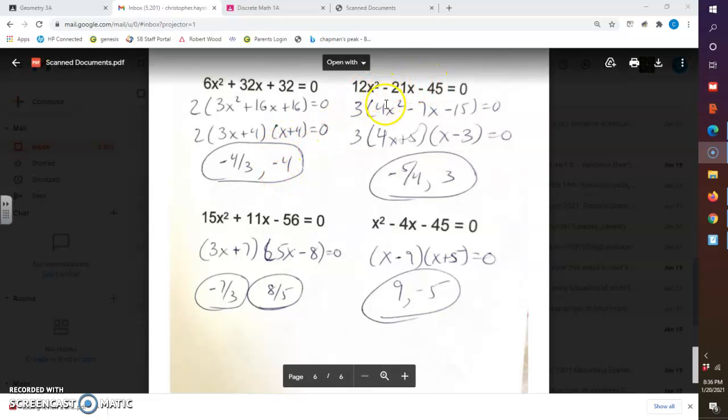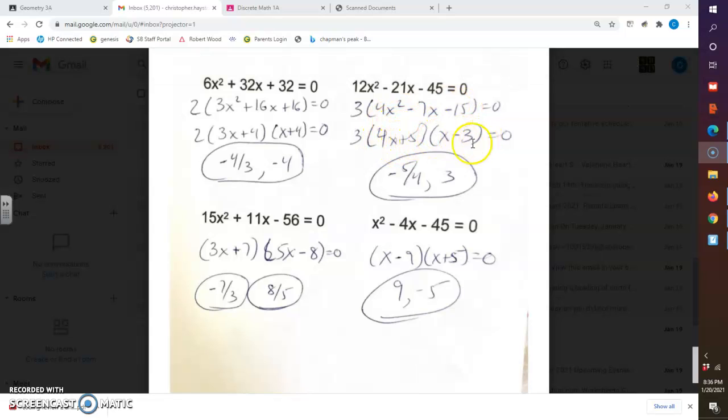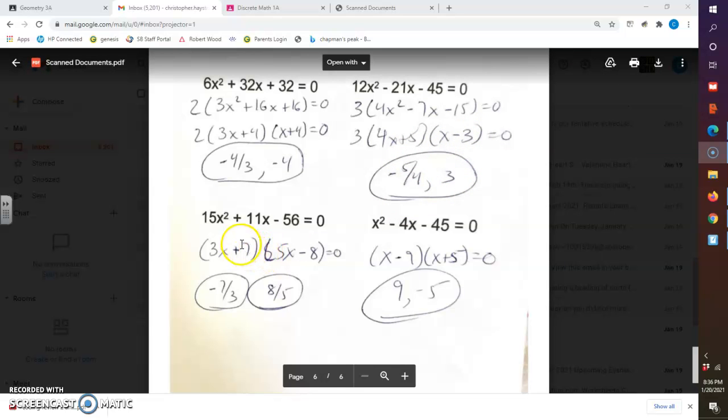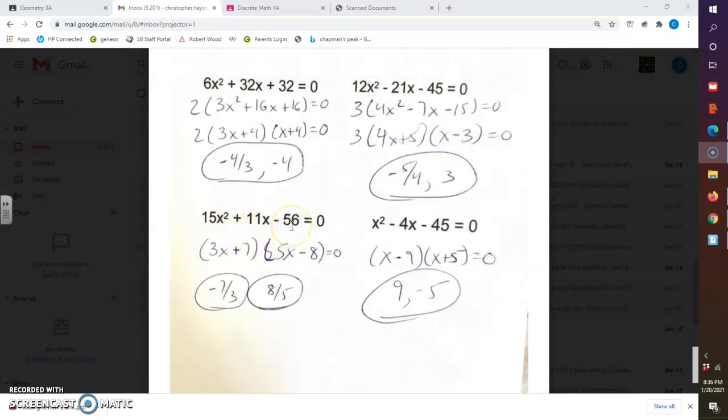Here we take a 3 out, and we factor what's left. It's 4x plus 5 times x minus 3. 4x plus 5 equals 0 gives me negative 5 fourths. x minus 3 equals 0 gives me a 3. When there is no GCF, you just factor normally. This becomes 3x plus 7 times 5x minus 8. And that's literally just guessing and checking. And my answer is, when I set them equal to 0, negative 7 thirds and 8 fifths.